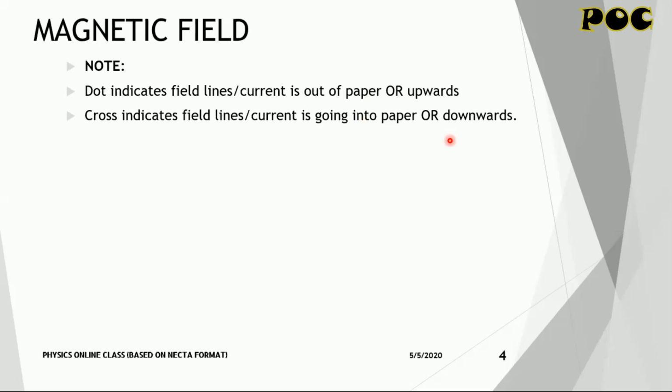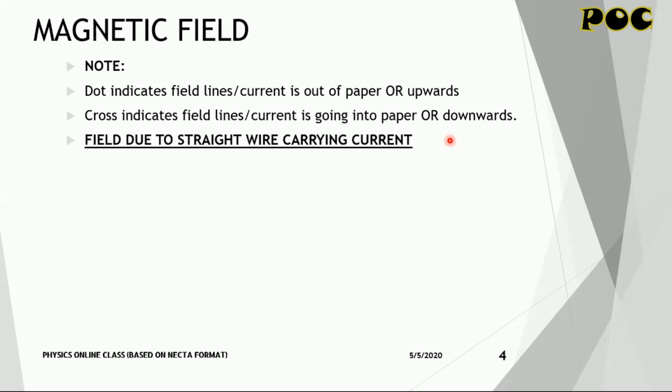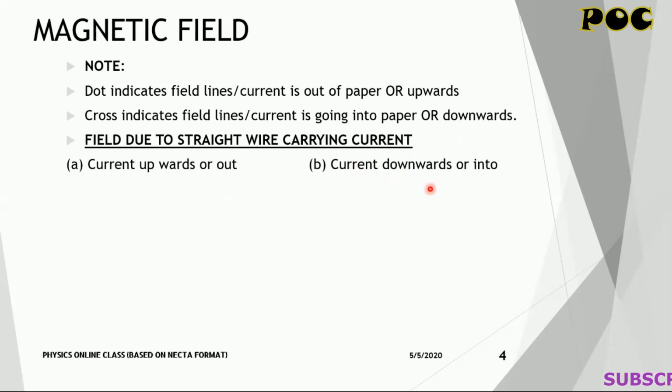We are going to check the structure of the field lines for some different shapes. The first, we are going to check the field lines due to a straight wire carrying current. We are going to check two cases: when the current is upward or out, and when the current is downward or into the paper.